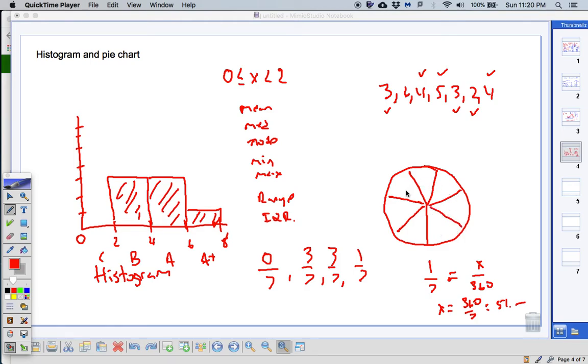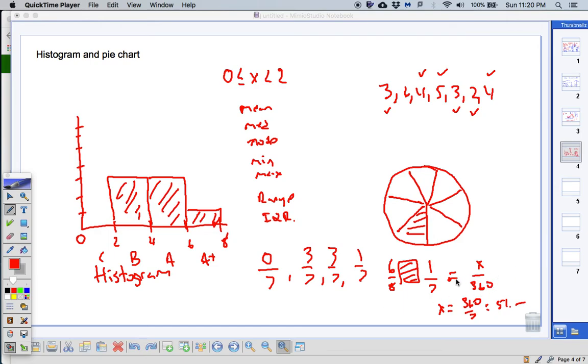1, 2, 3, 4, 5, 6, 7. So there's sevenths. Now, one of these sevenths is going to be 6 to 8. So we're going to use this to represent 6 to 8. And you always have a key. And this is going to represent 6 to 8.